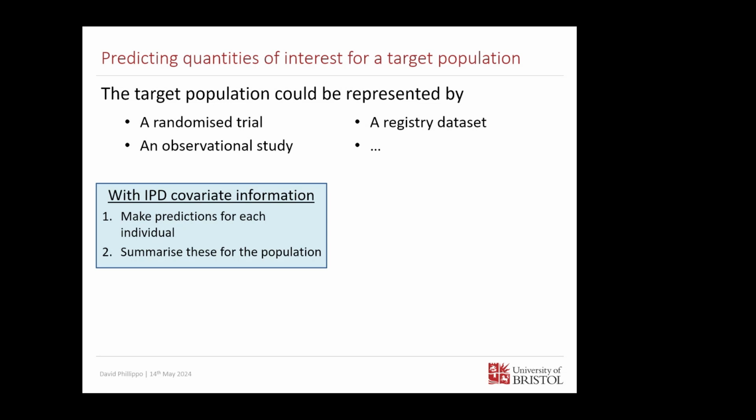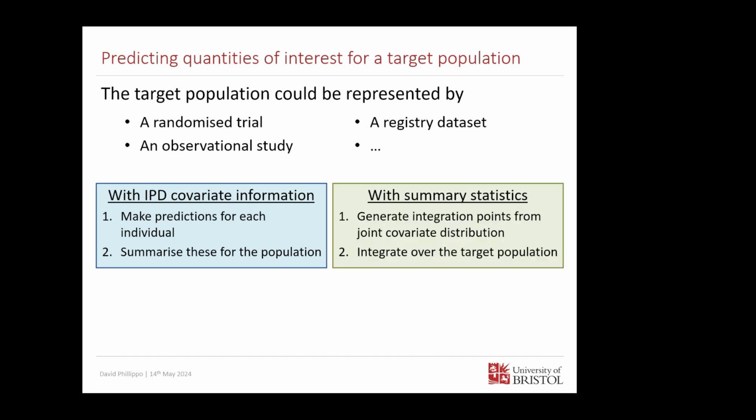If you have IPD covariate information on this target population, well, then we can just produce predictions for each of the individuals and summarize them for the population. If we only have summary statistics, then we go through this numerical integration approach again. So we generate points from the joint distribution and we integrate predictions over the target population. So we go through that approach again.